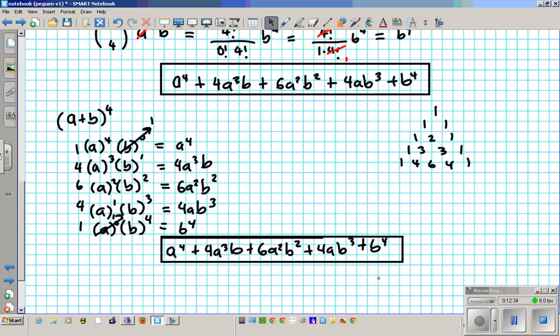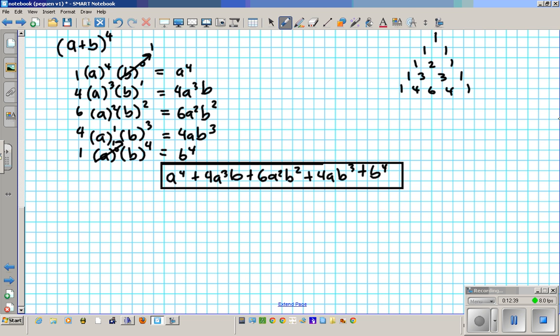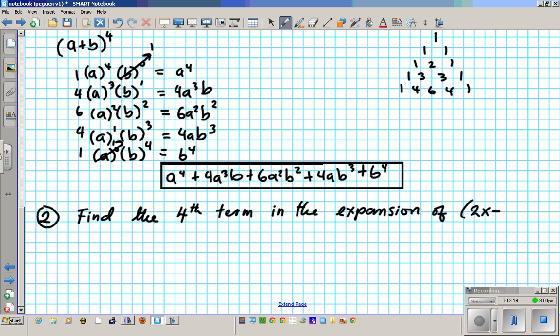Alright, welcome back, students. Now let's take a look at another example. Number 2. In this case, we're going to find specific terms, okay? So for this one, we're going to find the fourth term in the expansion of 2x minus y.